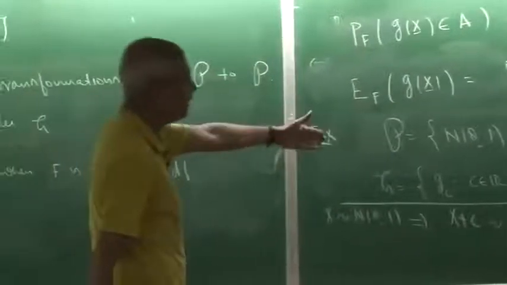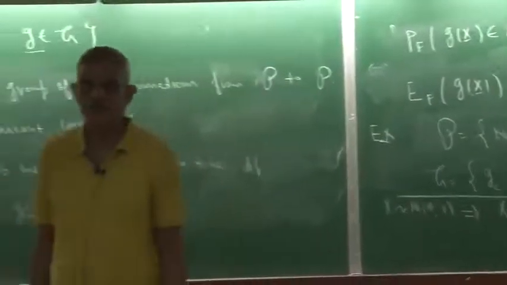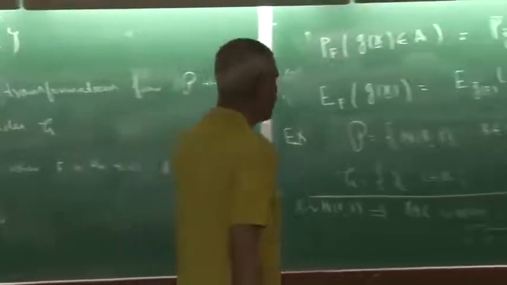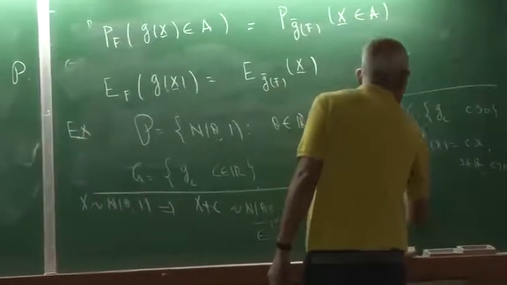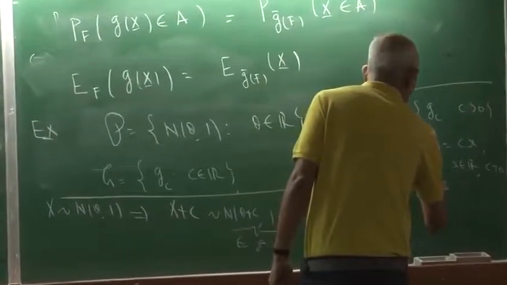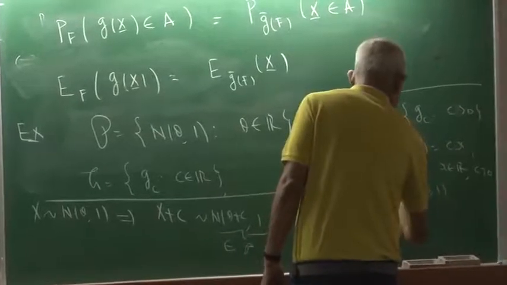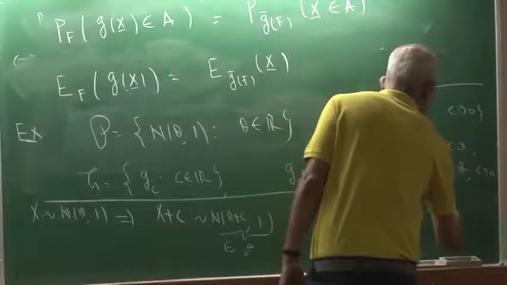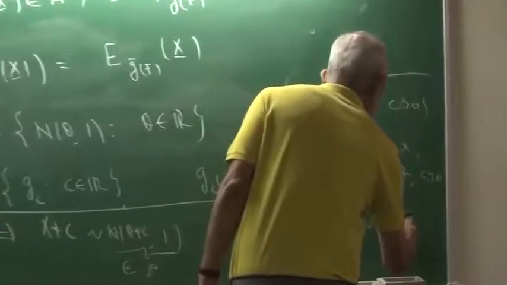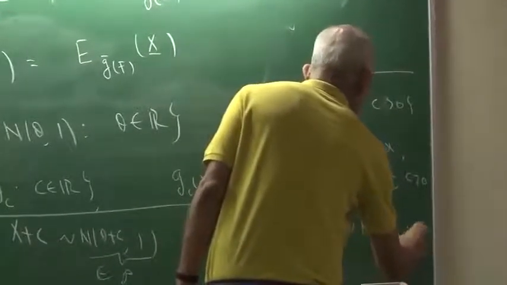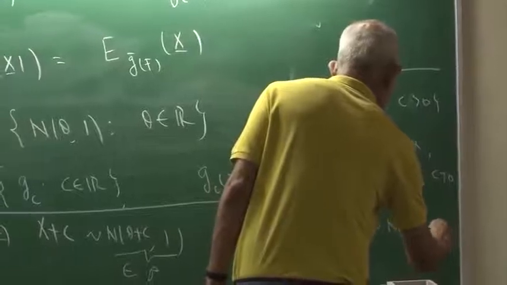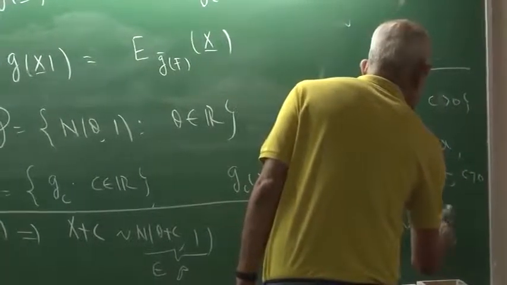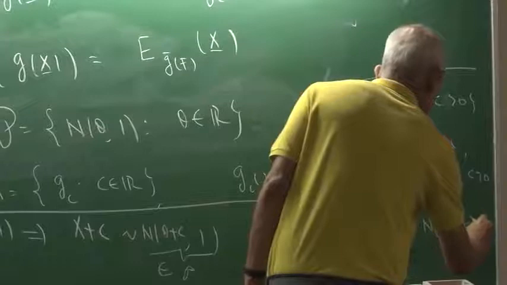Is this family invariant under this multiplicative group? The answer is no. Why? Because if x is normal(theta, 1), this implies that c times x is normal(c theta, c square), with mean c theta and variance c square.